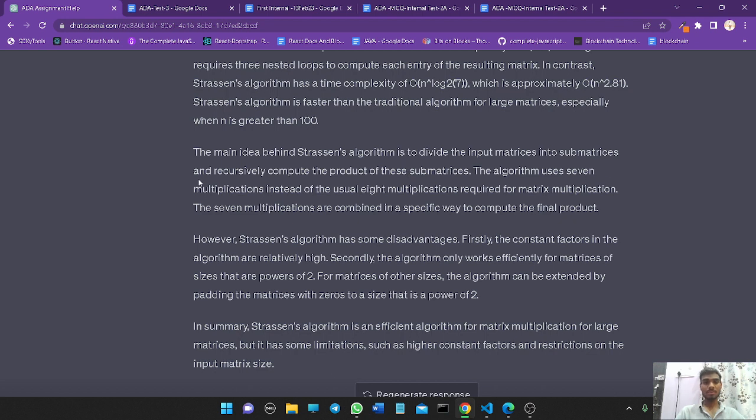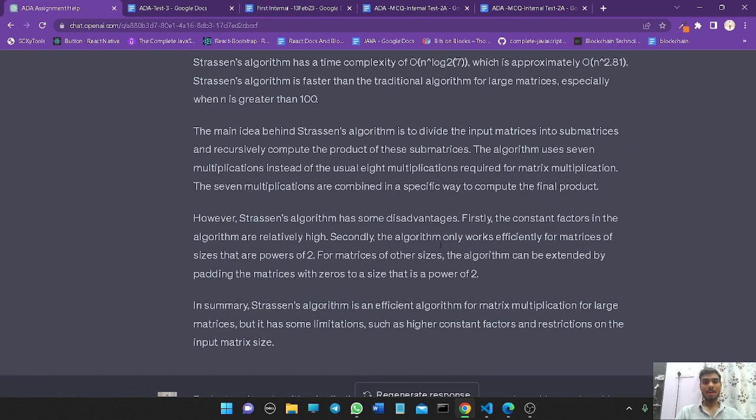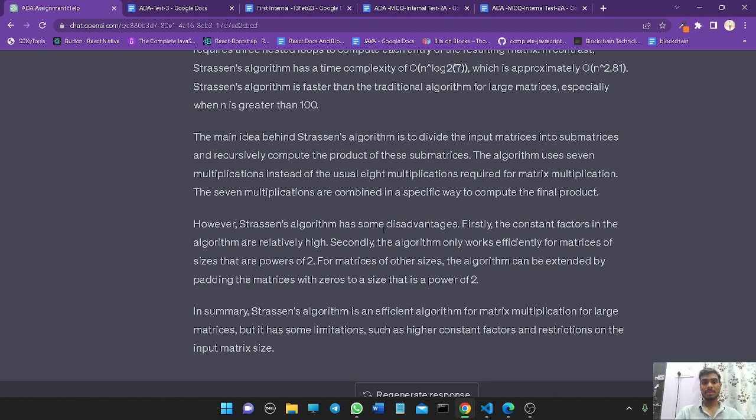The algorithm uses 7 multiplications instead of the usual 8 multiplications required for matrix multiplication. The 7 multiplications are combined in a specific way to compute the final product. However, Strassen's algorithm has some disadvantages. Firstly, the constant factors in the algorithm are relatively high. Secondly, the algorithm only works efficiently if the matrix size is a power of 2.